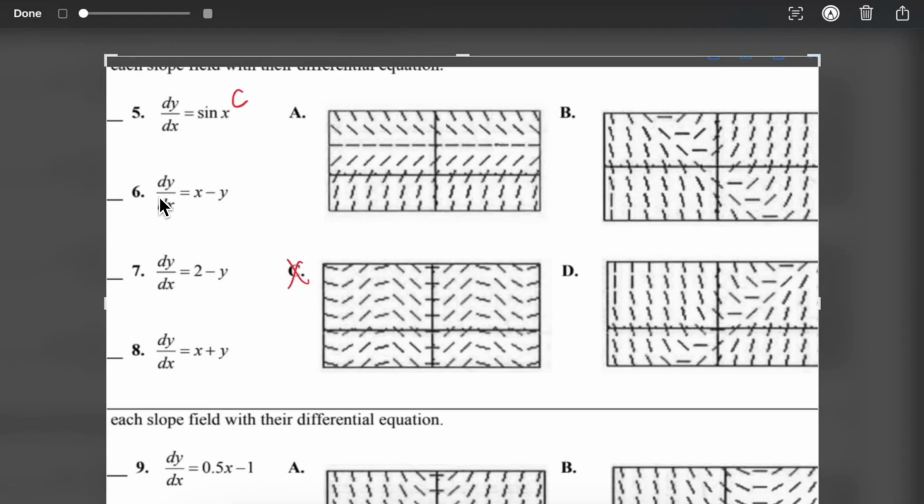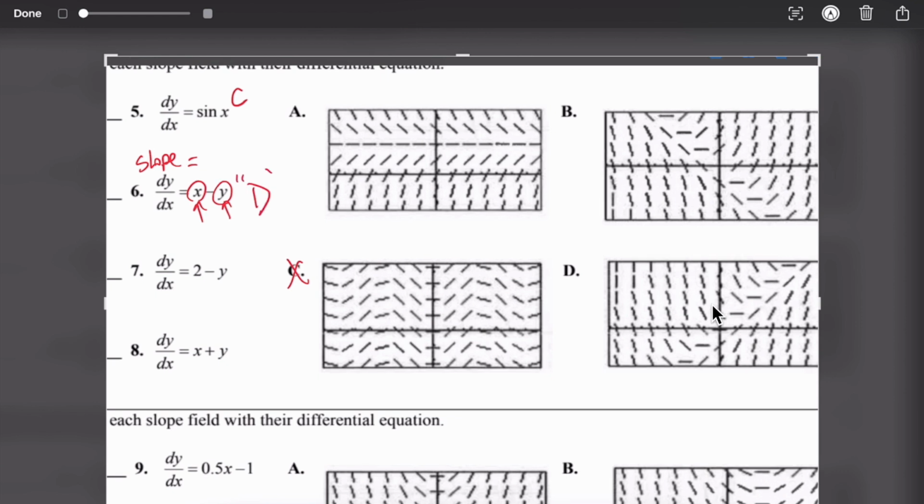Next, for number 6, we're looking for where the slope equals the x minus the y coordinate. So first thing I look for is where are the slopes 0, and we are going to find the slopes equal to 0 when the x value equals the y value. So that's going to bring our attention right here. If x equals 1 and y equals 1, we are going to get a slope of 0, so this is going to match with choice D.